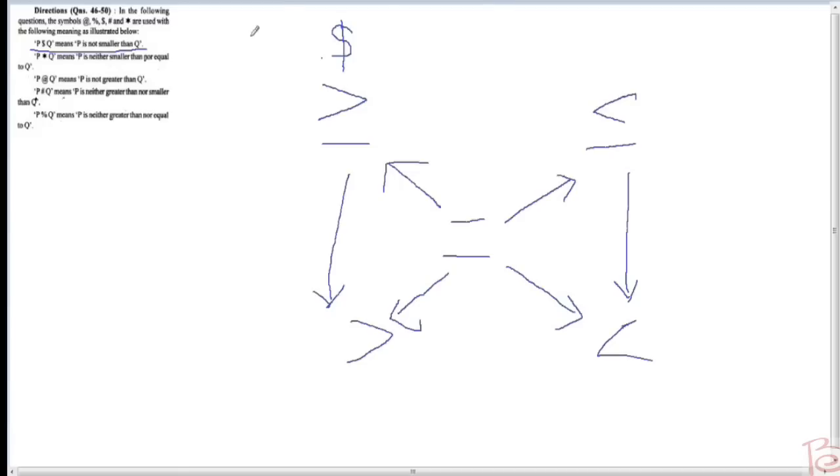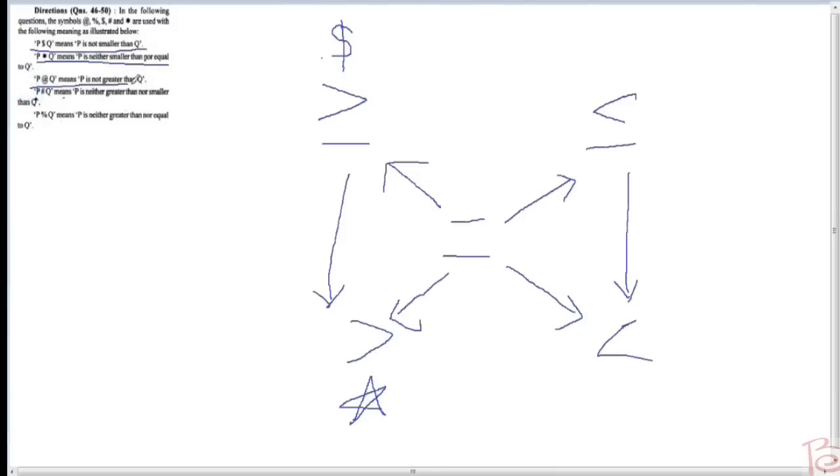Okay, and the next one is star, which means P is neither smaller than nor equal to. That means it is not smaller and it's not equal. That means it is greater. So I'm going to put the star symbol at the corresponding sign.